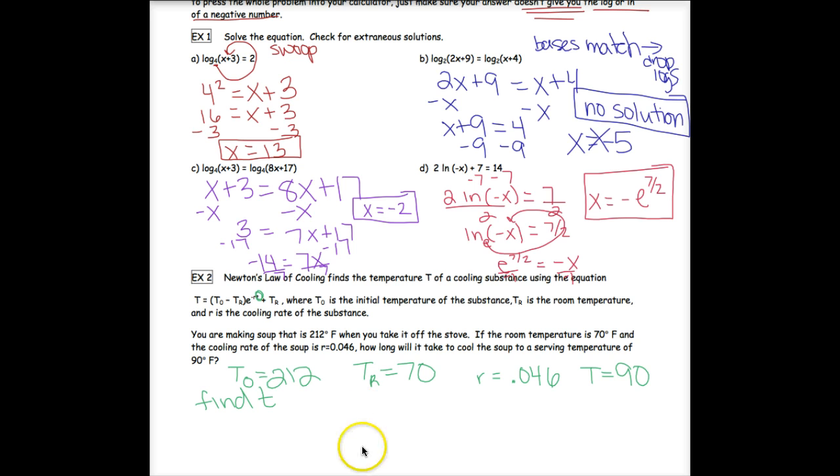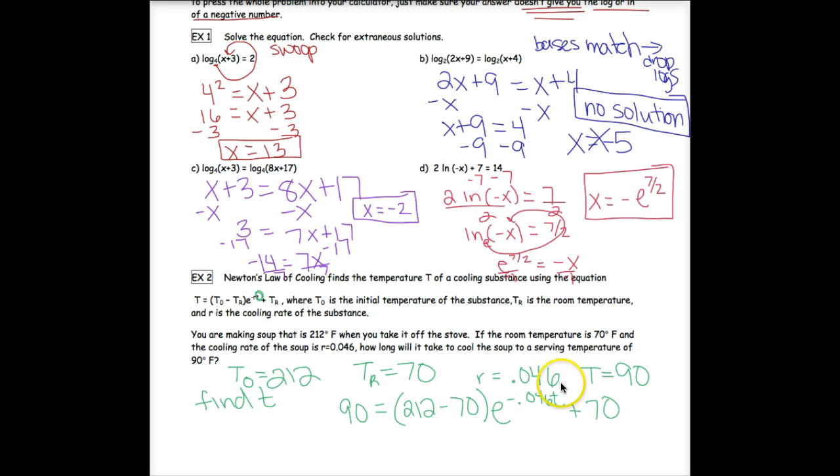So we need to plug in what we know into our formula. So 90 equals, parenthesis, T sub 0 is 212, minus T sub R, which is 70, times E to the negative 0.046 T, so remember that's what I don't know, plus T sub R, which again is 70. So that goes in two different places.